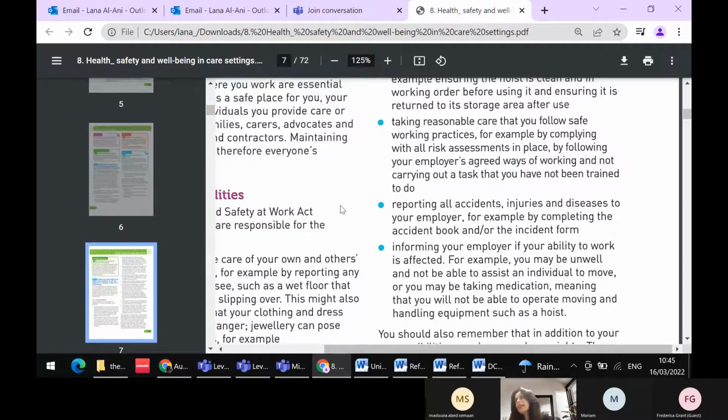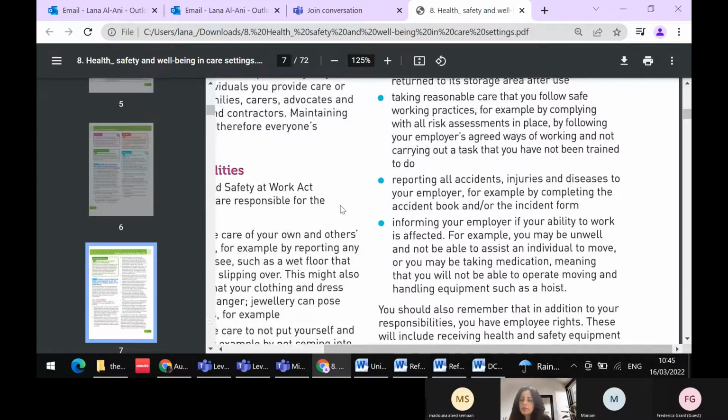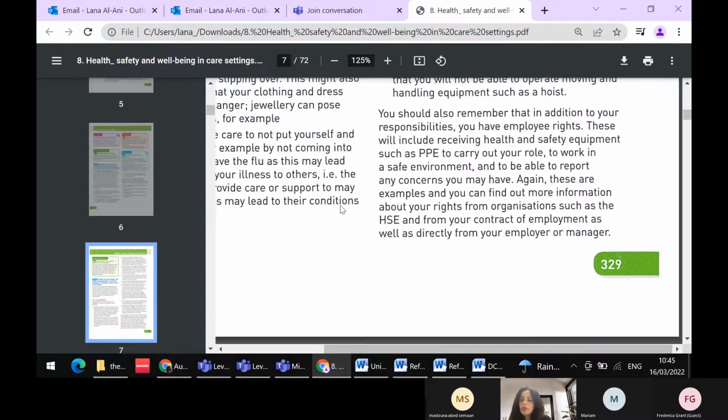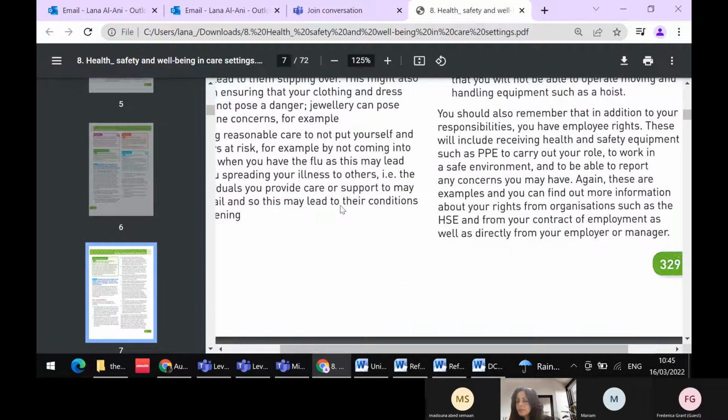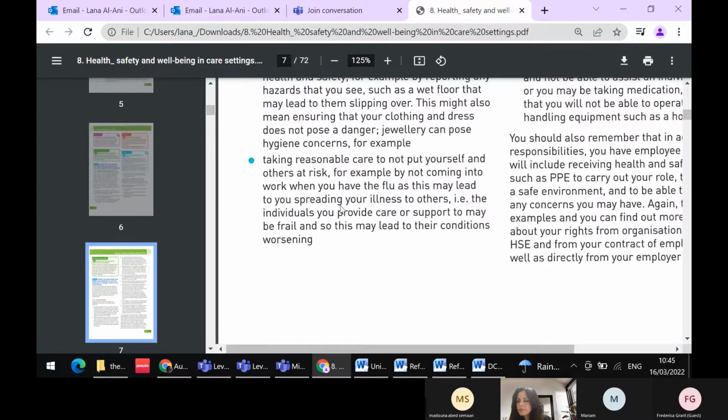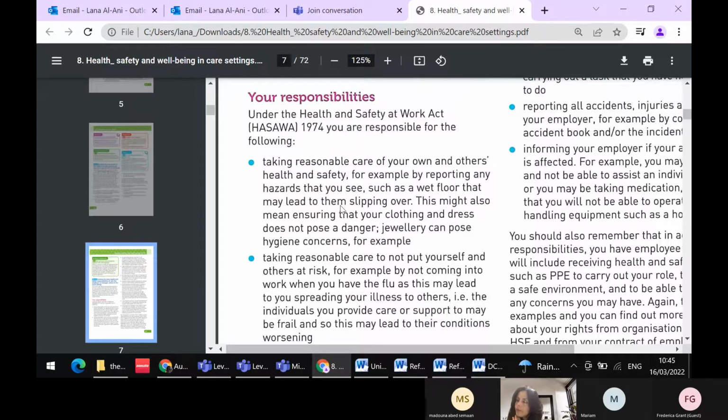And also, if there is any accident, I go immediately and report it to my manager or my supervisor, so we can eliminate any hazard that can happen to the clients. So this is your responsibilities. Is it clear? Yes. Okay, excellent.